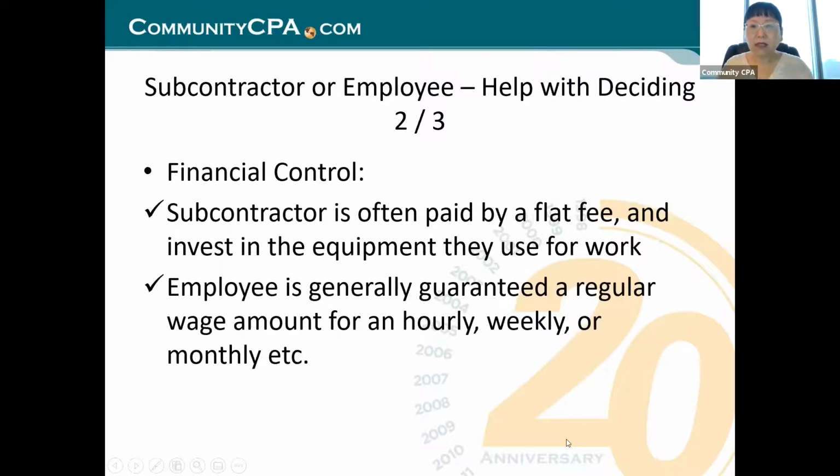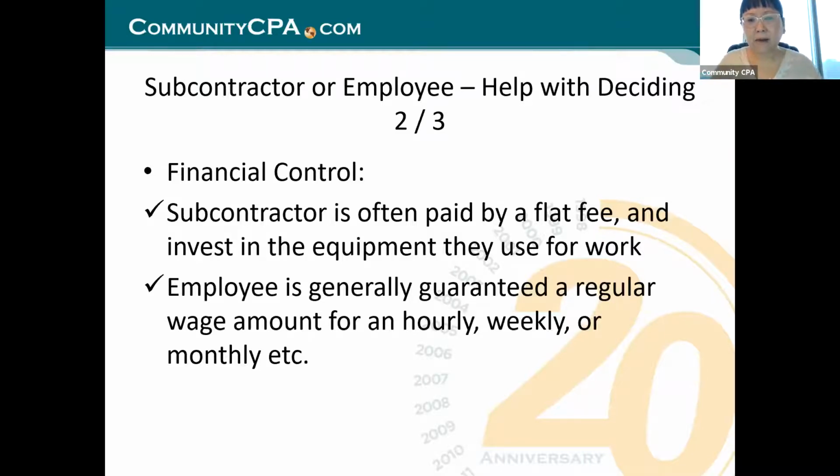The next one would be financial control. So what is financial control? A subcontractor is often paid a flat fee and invests in the equipment they use for work. An employee is generally guaranteed a regular wage, hourly, weekly, or monthly. However, employees do not have to invest in their equipment.